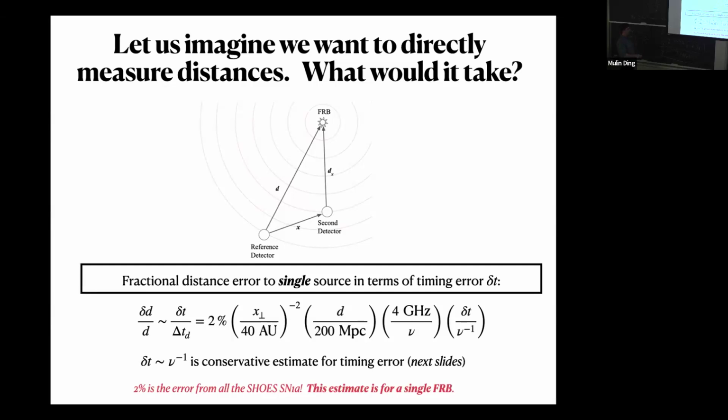But if I assume the inverse of the frequency for how well I can time the signals, and plug in again the same canonical values that we've been using, then for a single FRB you can measure its fractional distance to 2%, which is of order the error from all the Type 1a supernovae, the 1.5% measurement of the Hubble constant. And so this is for a single FRB.